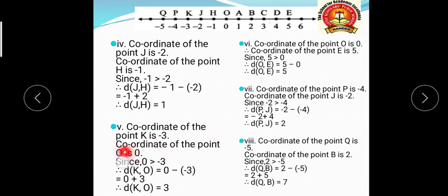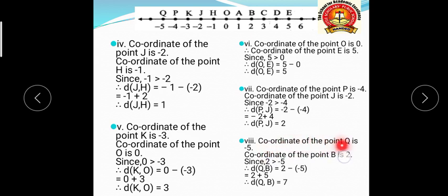Now the coordinate of the point K is minus 3. Where is K? K is minus 3. The coordinate of point O is 0, and therefore 0 is greater than minus 3, and therefore the distance is 3. In a similar way, the distance of O, E: O is 0, E is 5, so the distance is 5. Distance of P, J: P is minus 4, J is minus 2. Minus 2 is greater than minus 4. Therefore minus 2 minus (minus 4) is equal to 2.